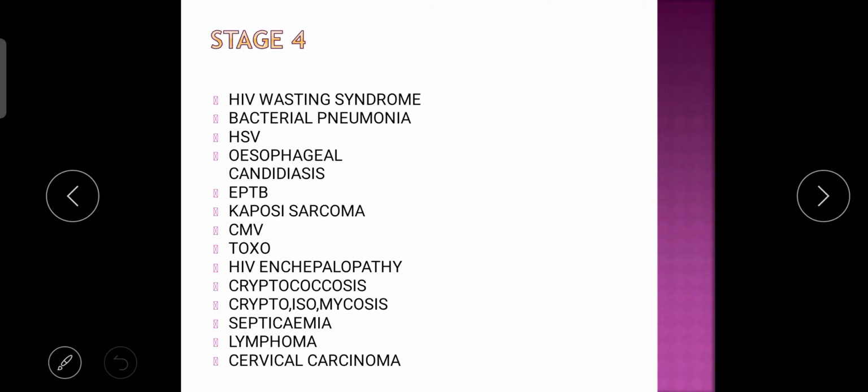Next is stage 4. In stage 4 you can see HIV wasting syndrome, bacterial pneumonia, herpes simplex virus infection, esophageal candidiasis, or EP tuberculosis, that is other organ tuberculosis, Kaposi sarcoma, CMV, toxoplasma. CMV means cytomegalovirus infection, and toxo means toxoplasmosis infection. Also HIV encephalopathy, cryptococcosis, septicemia, lymphoma, and cervical carcinoma.